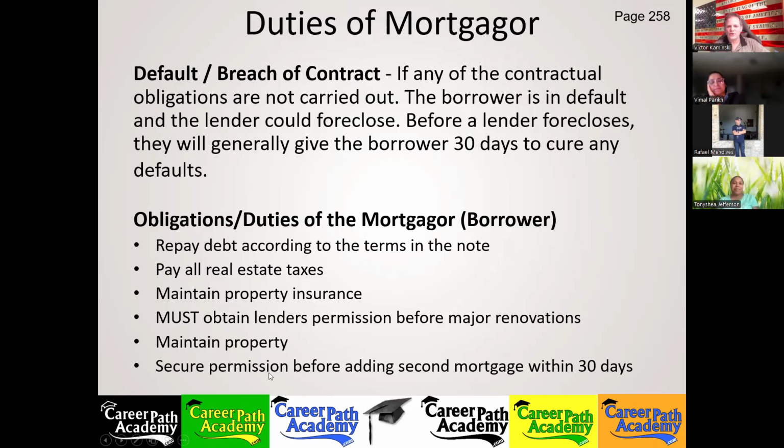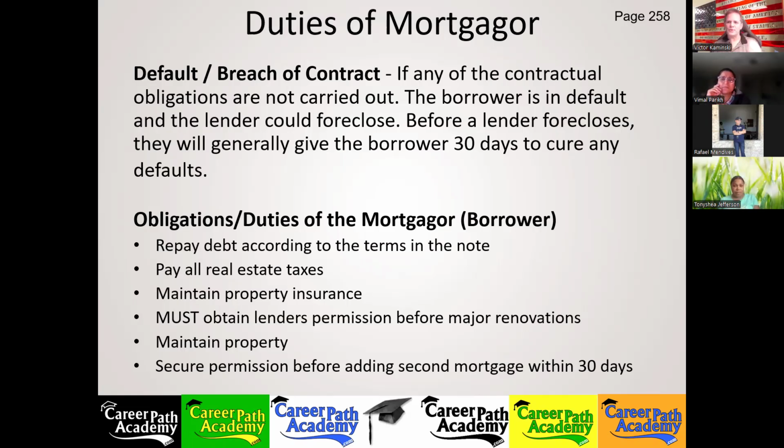So you also need to secure permission before adding any second mortgage loans to the property within 30 days of initially getting the loan to buy the house. And why is that? Because they want to ensure that they get the first position in the lien repayment order recorded in the public records. Wait, so you could have two different mortgagees out there? Yeah, you're the mortgagor, and you could have two mortgagees. You could have more than one lender, more than one loan on a house. People have 2, even 3 loans on the house. This is a crafty way that people can get away.